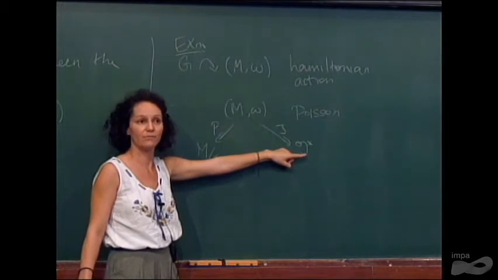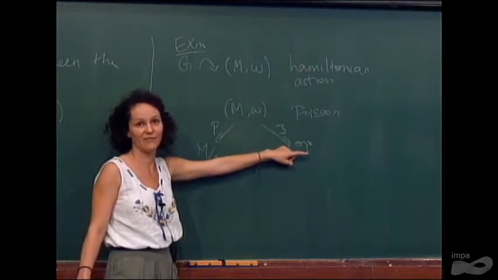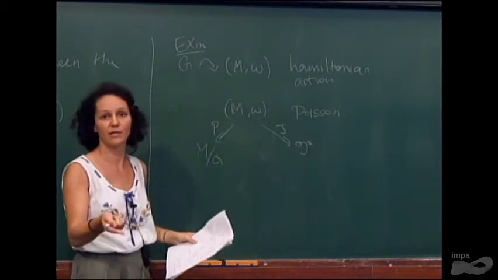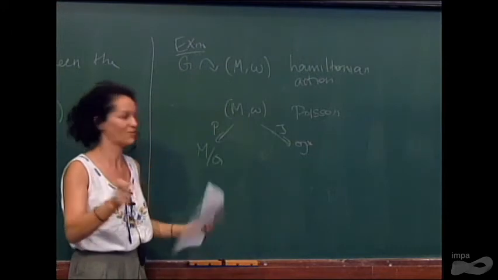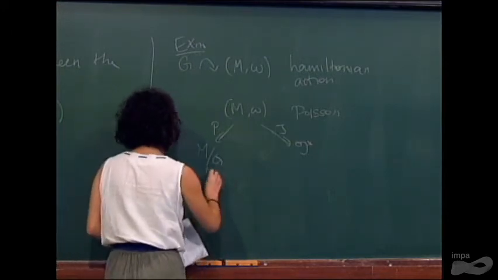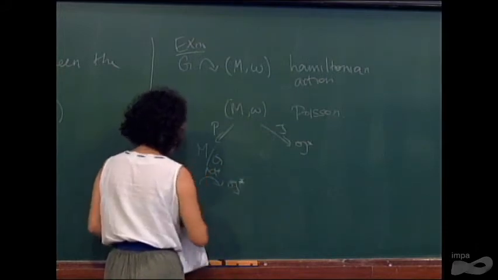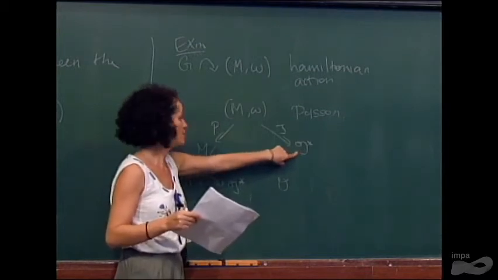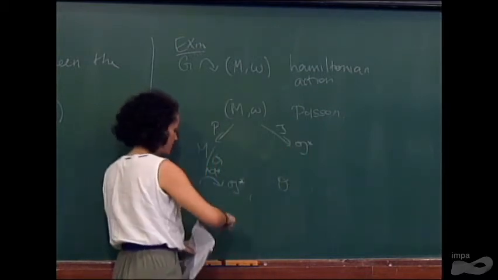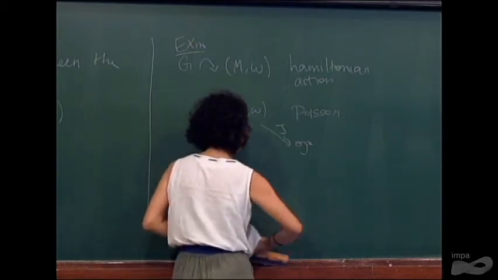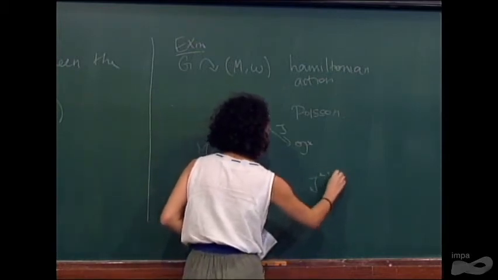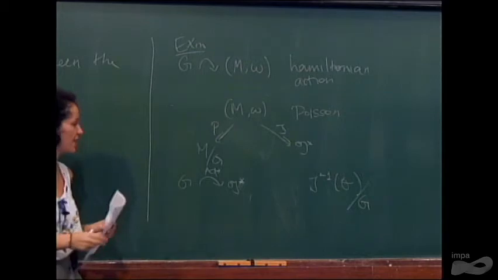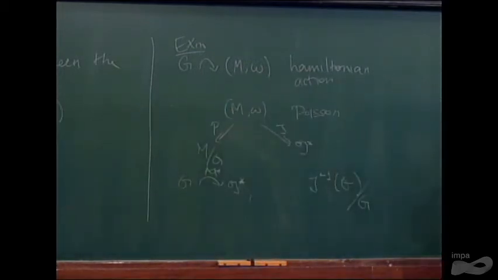The symplectic leaves of G star are very well understood. They are just the coadjoint orbits of the action of G via the coadjoint action on G star. So you can describe the symplectic leaves of these manifolds as J minus 1 of the coadjoint orbits, modded out by G. This is, I think, very, very cute.